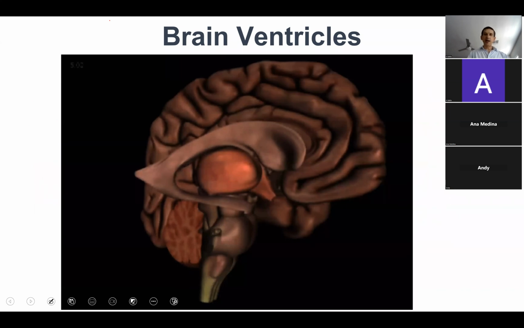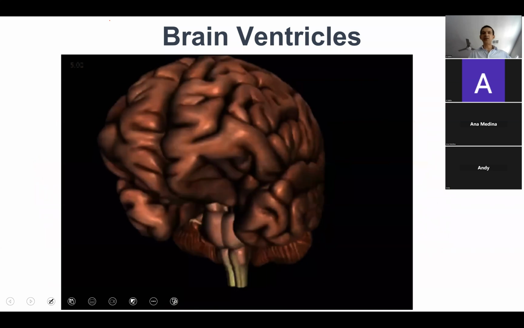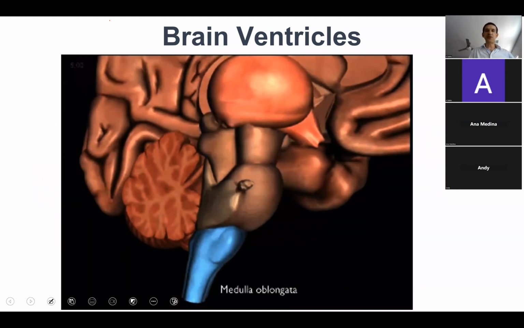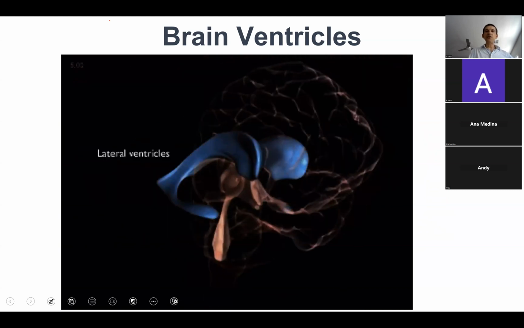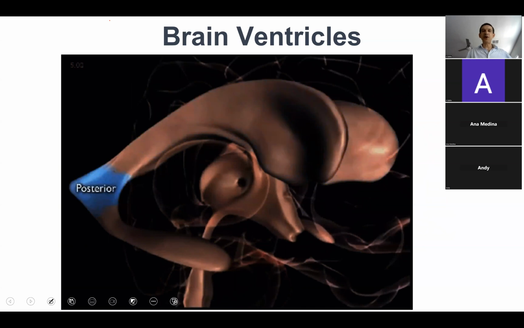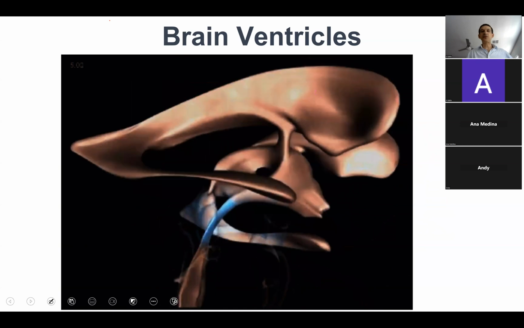Here is an animation of that hole so that you understand. Here's the dura. Dura has been stripped. Now you're looking at the sagittal section, and look at those horns. Those are the lateral ventricles. Those are the parts of the lateral ventricles. And look at that connection between the two, right?